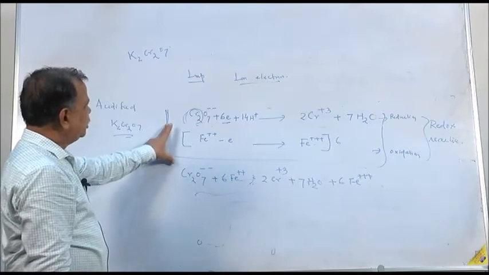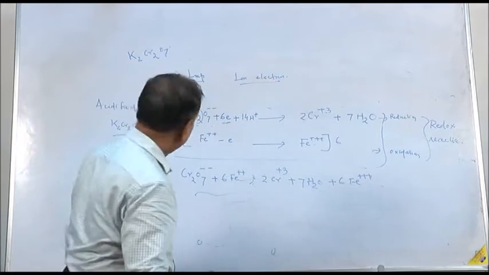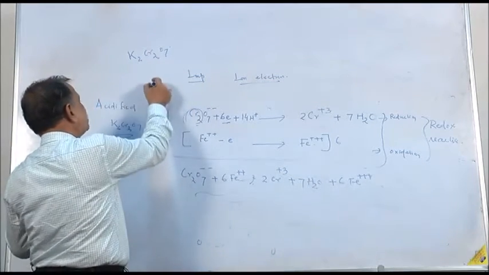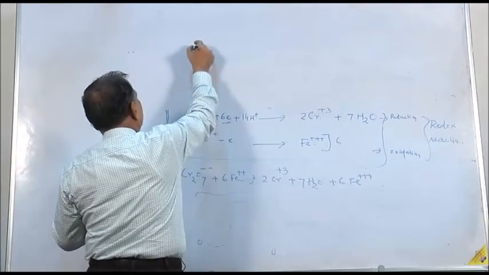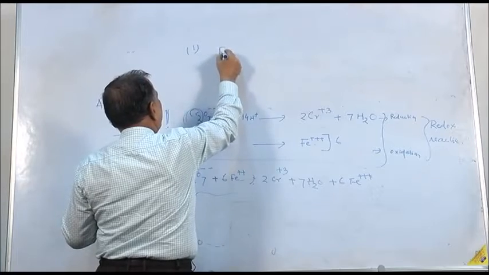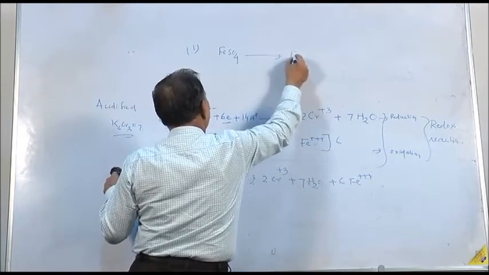Now this method is applied to balance the equation. Now this is number 1. What happens when ferrous sulfate is treated? Number 1, it oxidizes ferrous sulfate to ferric sulfate.